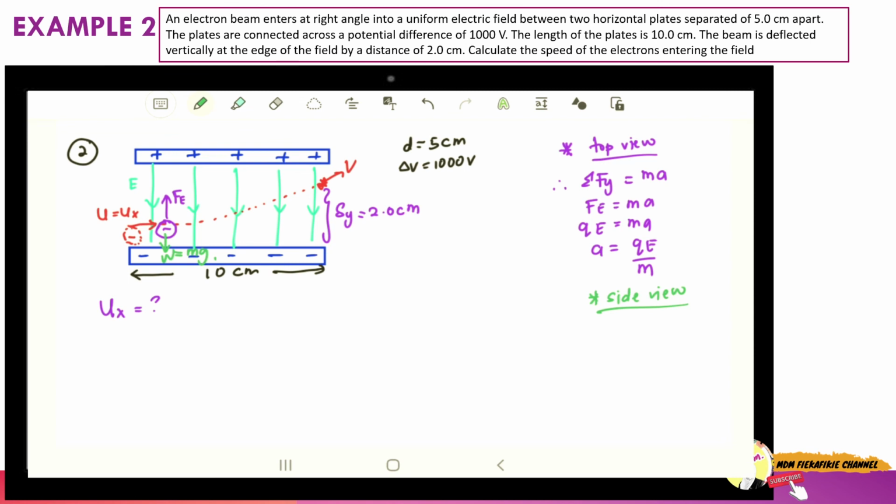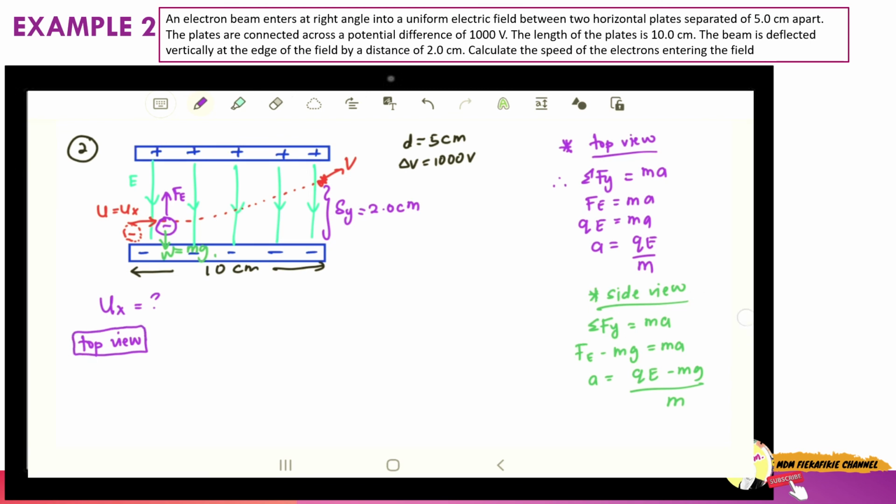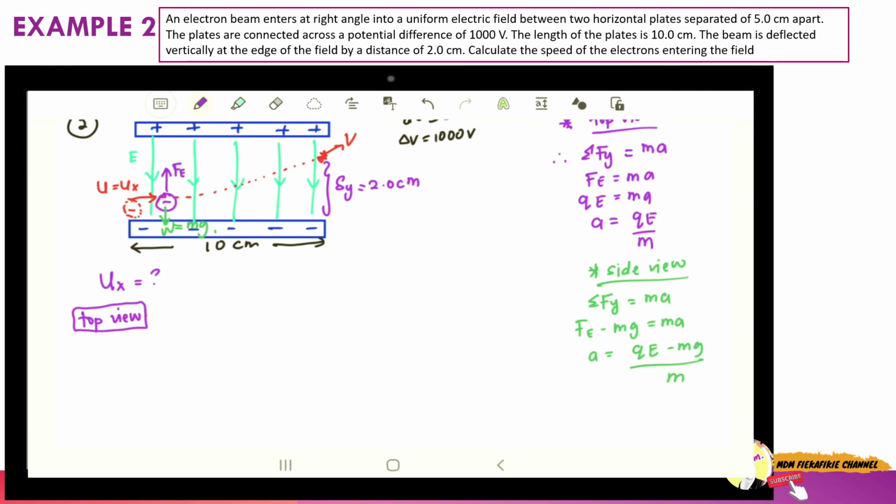So now if side view, we're going to have total Fy equal to Ma, and here we're going to have Fe minus Mg equal to Ma, and A is equal to QE minus Mg over M. Look at here. So now let's start with the top view method.